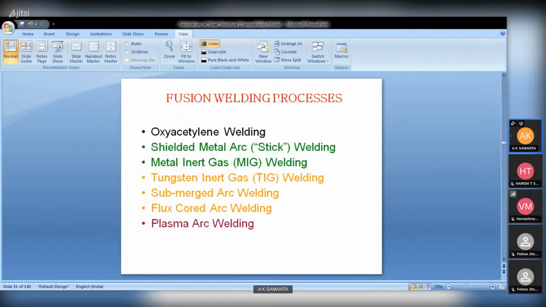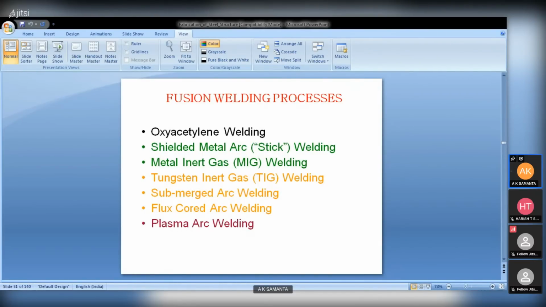Now, some color code is there. First is Oxy Acetyl Welding, that is the use of oxygen and acetylene gas, or gas welding, that we should not adopt because of its poor quality, as well as the formation of gases which are poisonous and injurious to health. So that's why Oxy Acetyl Welding, though it is still prevailing in our fabrication sites, we should avoid for better welding quality.